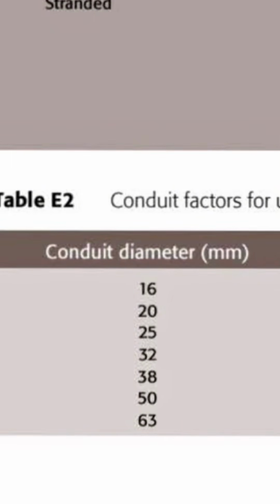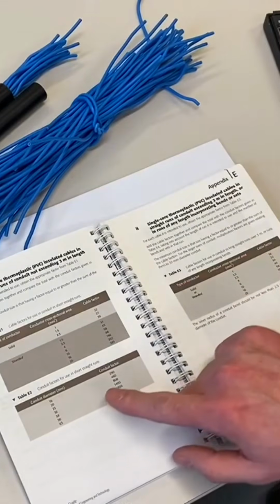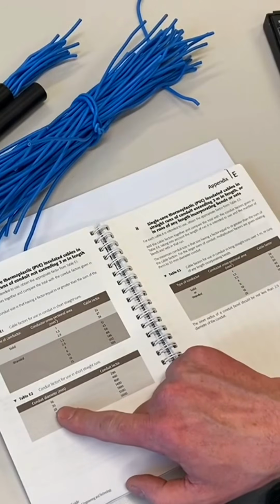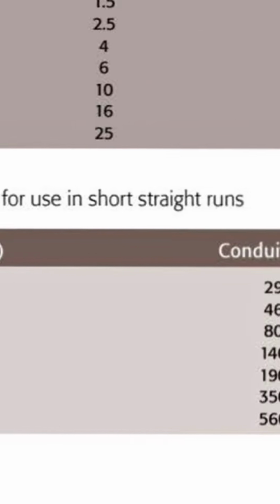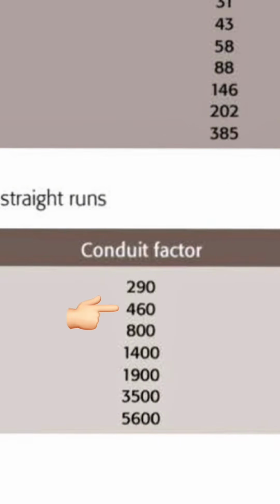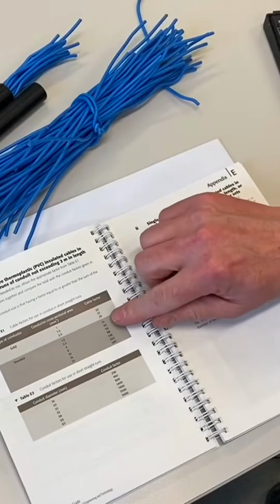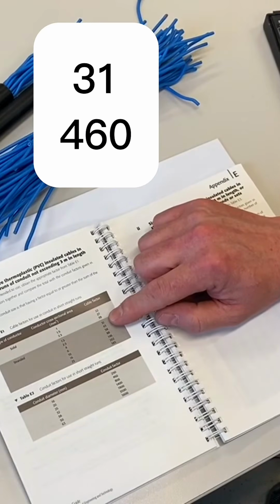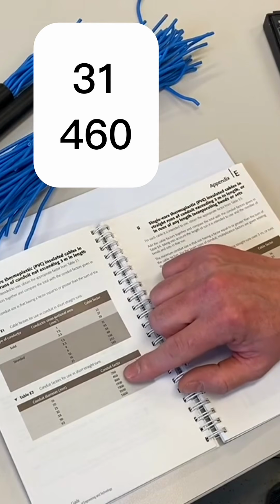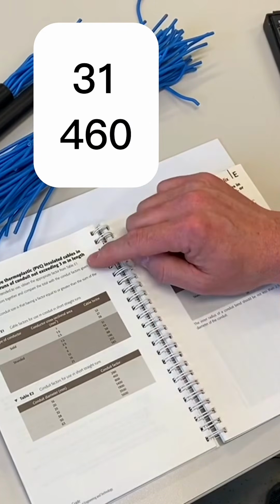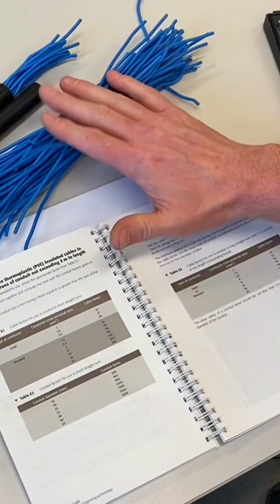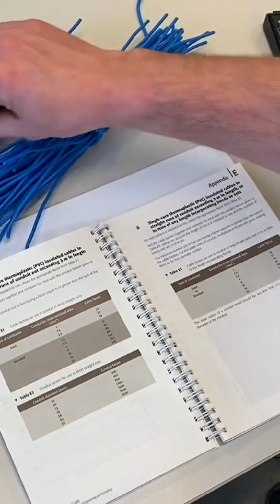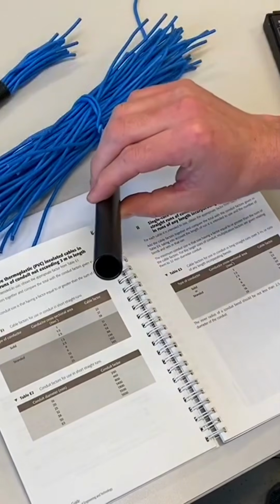We've talked about that in previous presentations. And I want to know what the maximum number of conductors of 1.5 that I can install within a 20 mil conduit. So I have a factor here of 460. So the two factors we're working with are 31, the factor for 1.5mm squared, and the factor of 460 for 20 mil conduit in a straight run under 3 meters. We're going to take those calculations next and work out what the maximum number of these are that can be installed within our 20 mil conduit.